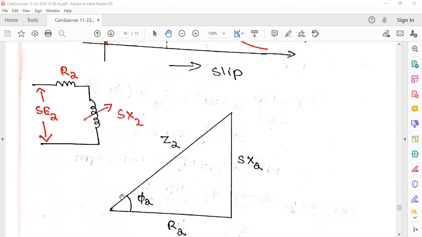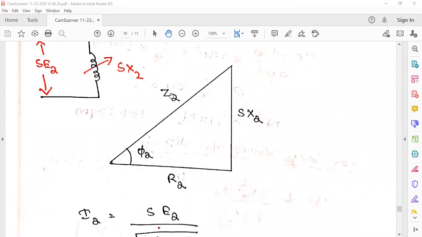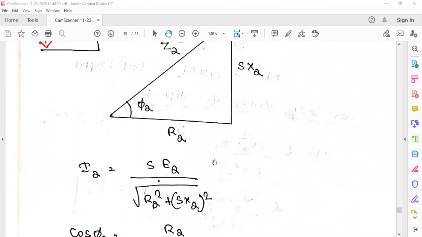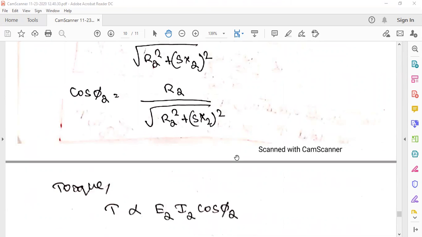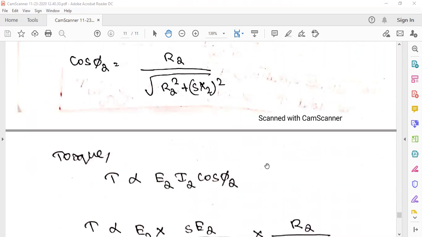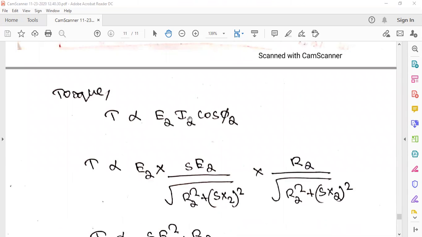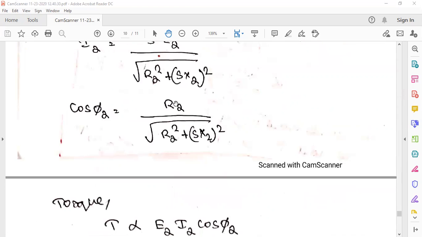So we can know the impedance triangle also. We have SE2, R2, SX2. So this will be R2, this will be SX2, and this is Z2. So I2 will be SE2 by root of R2 square plus SX2 square. And similarly, power factor cos phi 2 will be equal to R2 by root of R2 square plus SX2 the whole square. Also, the torque is proportional to E2 into I2 into cos phi 2. That is the torque equation. So, T is proportional to E2 and I2 will be SE2 by root of R2 square plus SX2 the whole square, and the power factor will be R2 by root of R2 square plus SX2. So, everything you know from the equation.